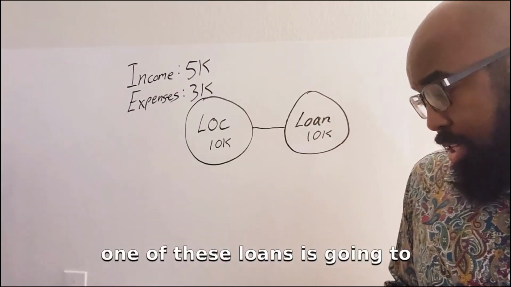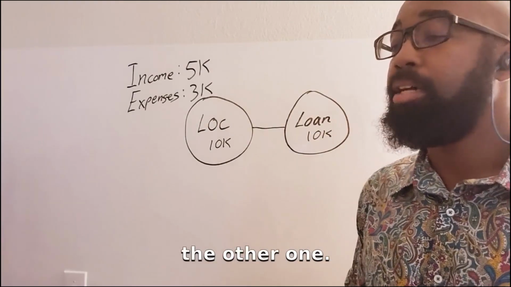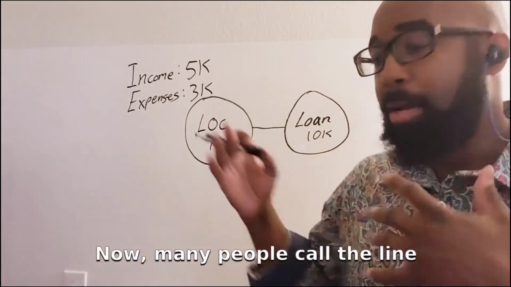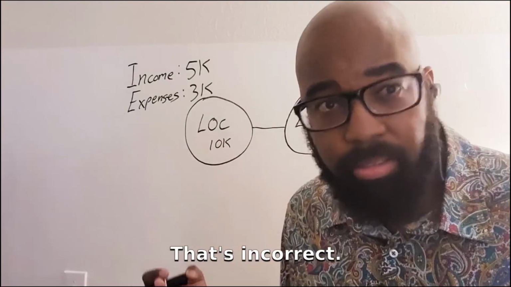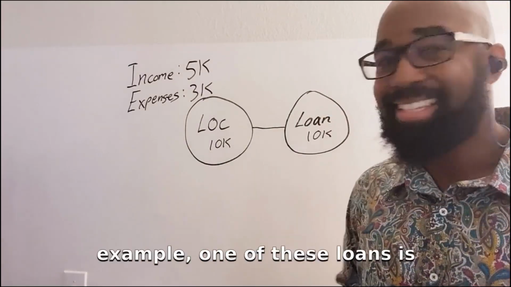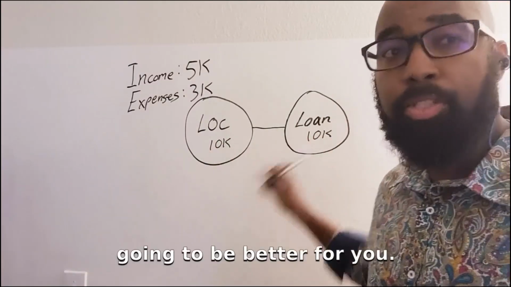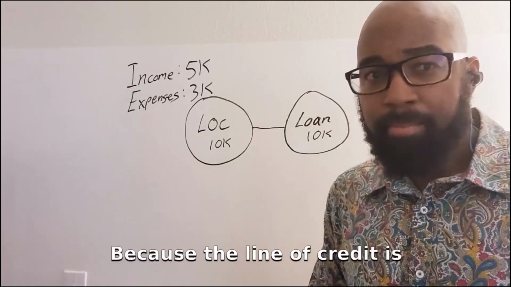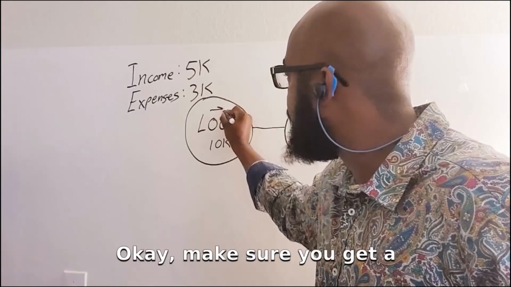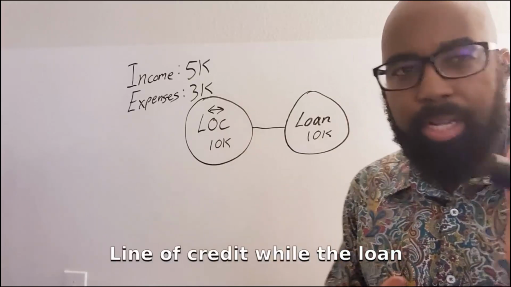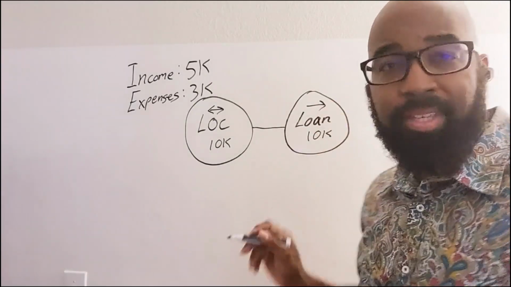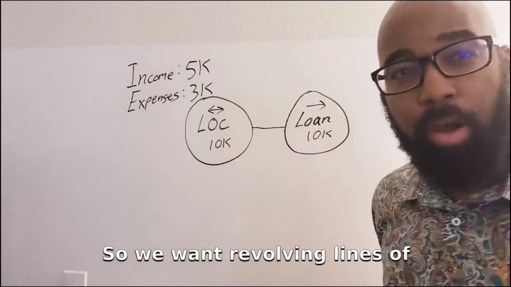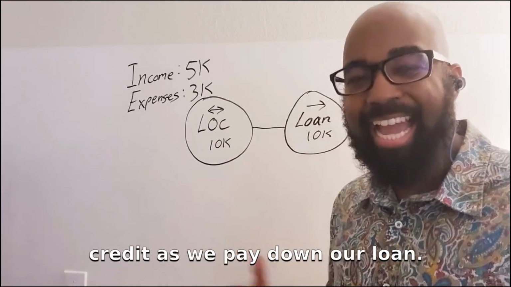Now, one of these is going to be calculated differently than the other one. Can you guess which one is going to be better for you? All right. Now, many people call the line of credit a loan. That's incorrect. But for this example, one of these is going to be better for you. And what is that? The line of credit. Why is that? Because the line of credit is revolving. Okay. Make sure you get a revolving line of credit, while the loan is one way. And what's that way? Away from you. Okay. So we want revolving lines of credit as we pay down our loans.